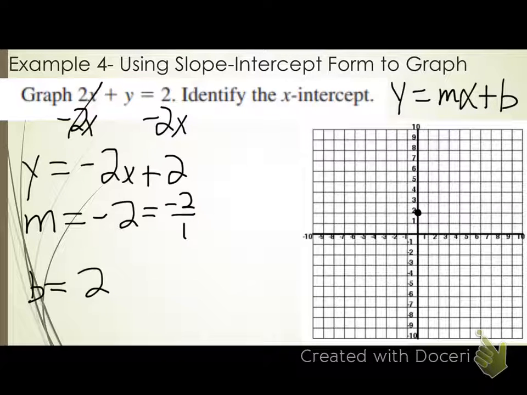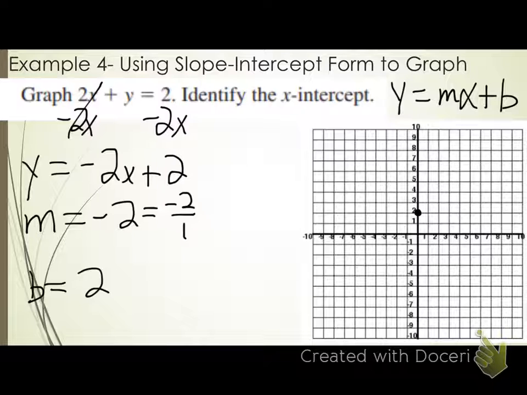Anyways, there we go. Now I'm going to use my slope to get more points on my graph, because I need more than 1 point to graph a line. Slope is what over what? Rise over run. We already said negative 2 as a fraction is negative 2 over 1, correct? When we're graphing in slope-intercept form, we generally want our slope to be a fraction, so we can get that rise over run. So rise is my vertical movement.